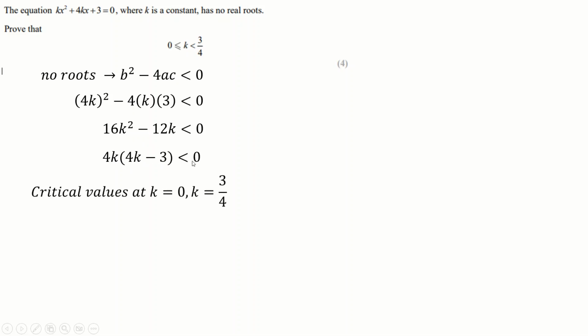We want this to be less than 0. If you need to draw a quick graph to get your head around this, you've got roots at 0 and 3/4. This graph is less than 0 in between the two roots. Just generally, if you're less than 0, you're in between the two critical values or roots. If you're greater than 0, you're going to be either side of them, assuming the graph is this way up, which it is in this case. If it's upside down, it's the other way around. But anyway, we're going to be in between the two roots here.